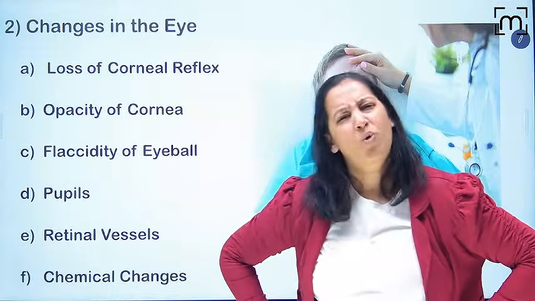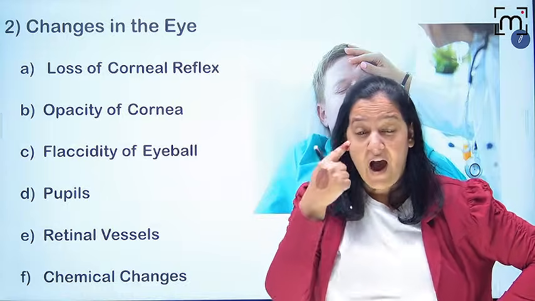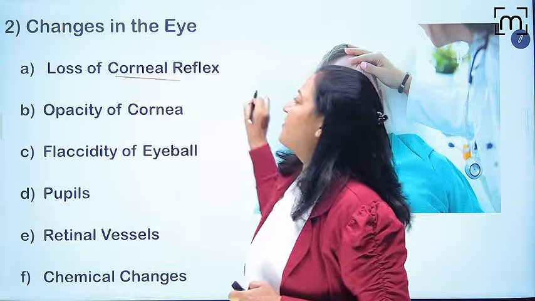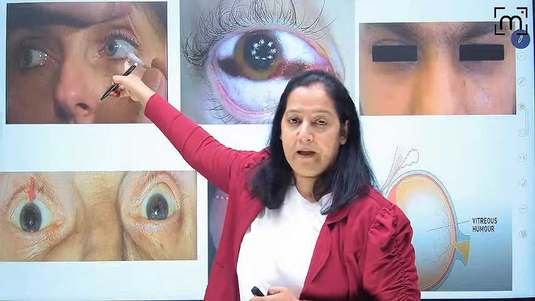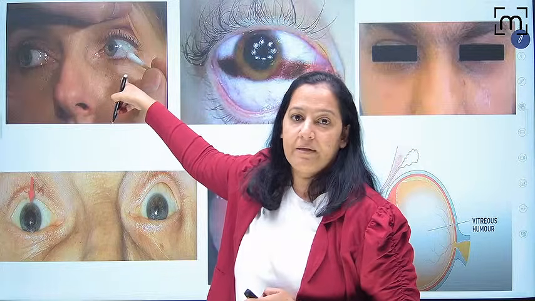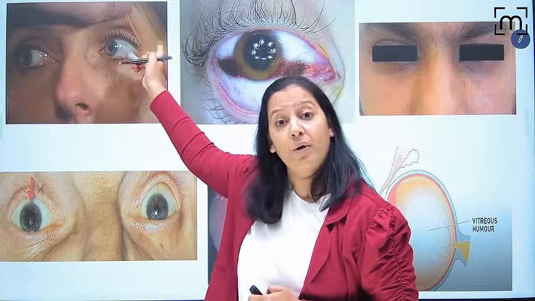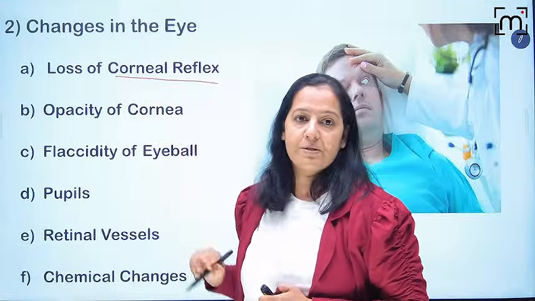Can we revise it quickly? What are the 6 changes in the eye after death? Can you enumerate them? Yes. The first one is loss of corneal reflex, but it's the earliest and not reliable. It is seen in anesthesia, general anesthesia, deep coma, epilepsy, narcotic poisoning. So it is not reliable.